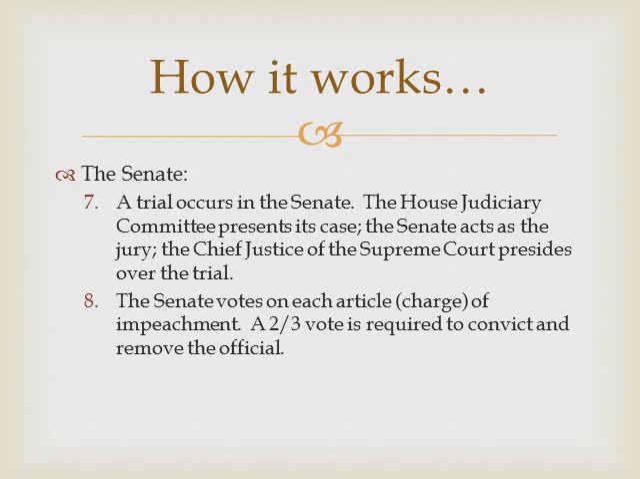Once the case reaches the Senate, a trial occurs. The House Judiciary Committee will act like the prosecutor. They'll present the case against the official. The Senate acts like the jury. They hear the evidence, and they're the ones who are going to vote. The Chief Justice of the Supreme Court presides over the trial.